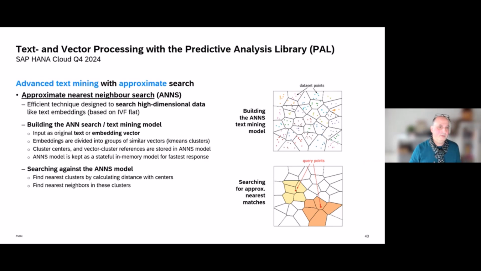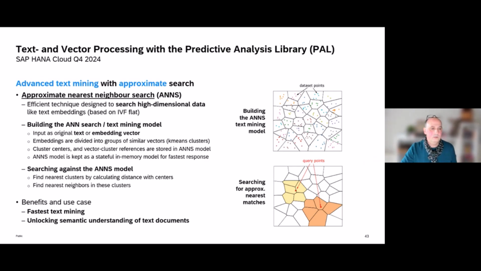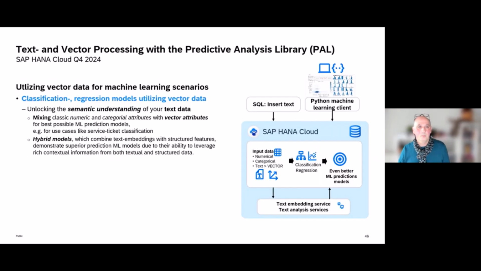And also, as we specify here, the approximate nearest neighbor search is a technique designed for this high dimensional vector data compared to the classical k-nearest neighbor search. With that, we provide a faster text mining technique, as the model itself is kept as a stateful in-memory model, so it's always available for search and inference. And again, we're unlocking the semantic understanding of those text documents when we do this approximate nearest neighbor search using this new advanced text mining technique.